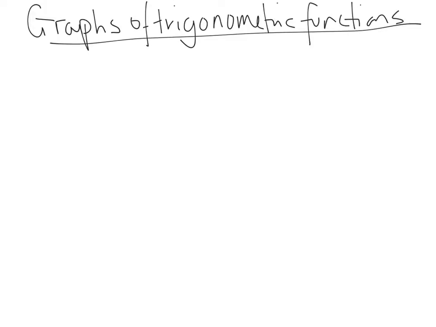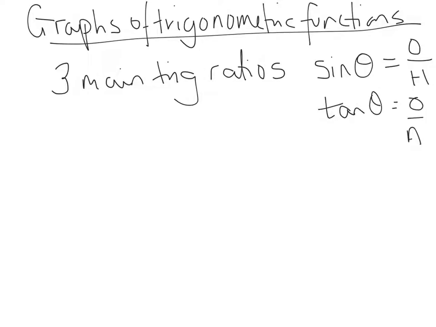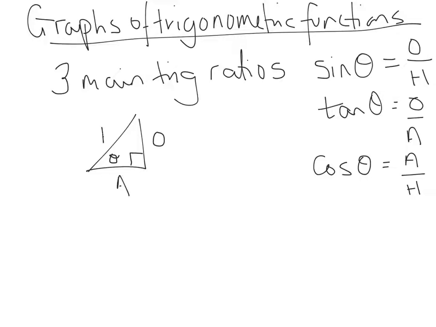Okay, today's lesson is concerned with the graphs of trigonometric functions. There are three main trig ratios. And they are sine theta equal to opposite over the hypotenuse, tan theta equal to the opposite over the adjacent, and cos theta equal to the adjacent over the hypotenuse, where we have a right angled triangle. Our angle is theta. We have our opposite, our adjacent, and our hypotenuse sides.